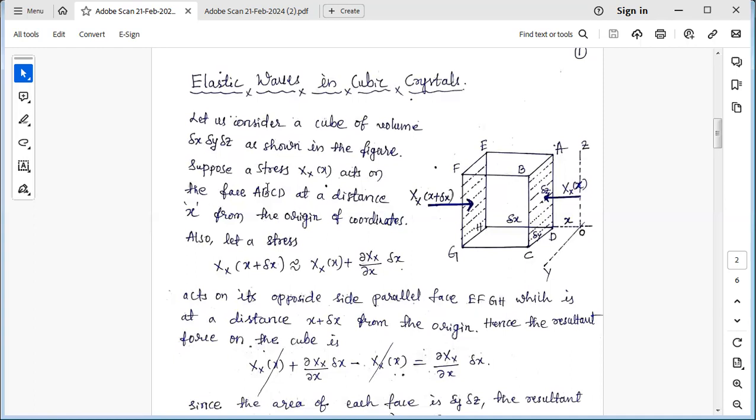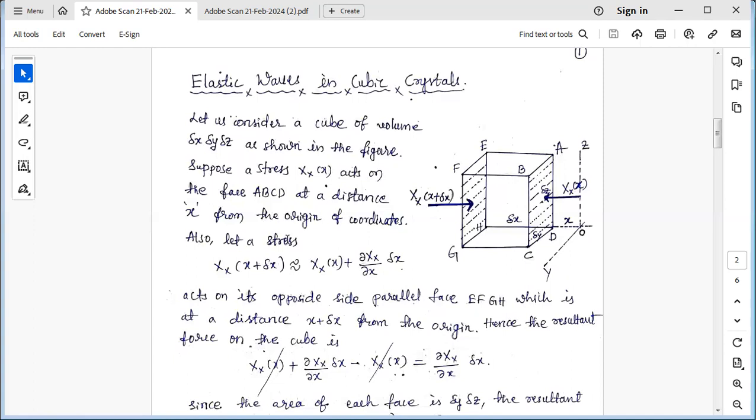And suppose a stress hx of x acts on the face ABCD. This is the face ABCD. Here a stress means the force per unit area. That is acting on the face ABCD. And this ABCD is at a distance x, small x, from the origin. Origin is here. I have taken a three-dimensional coordinate axis.